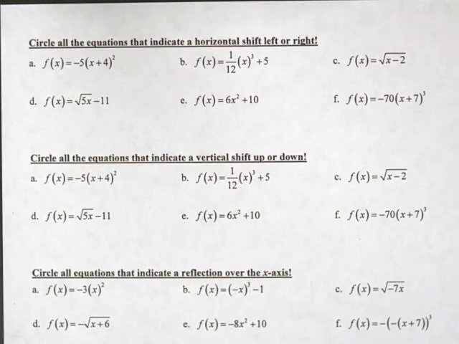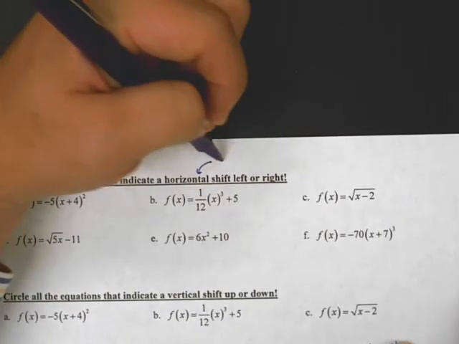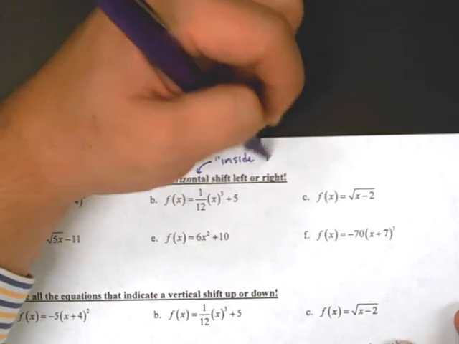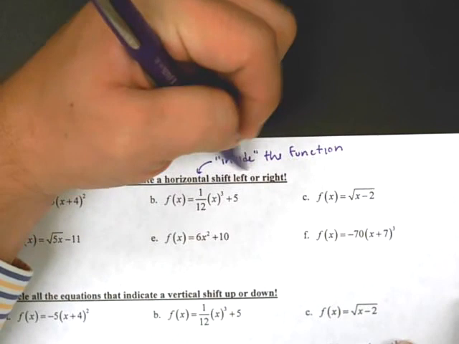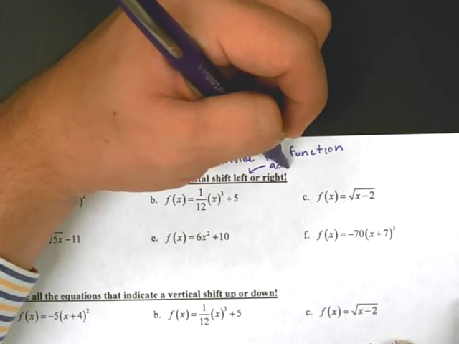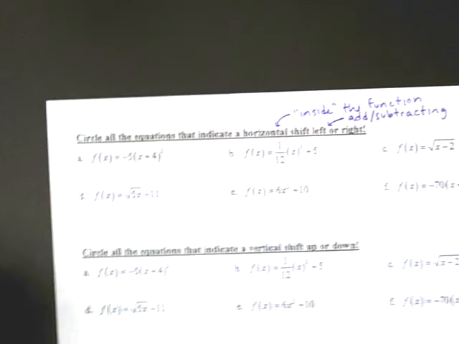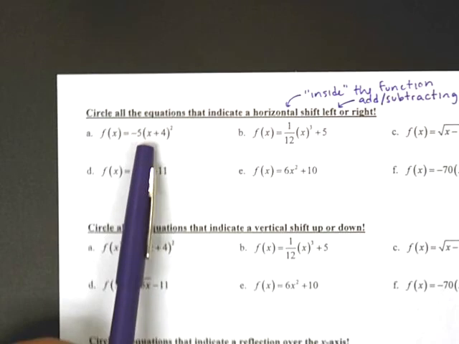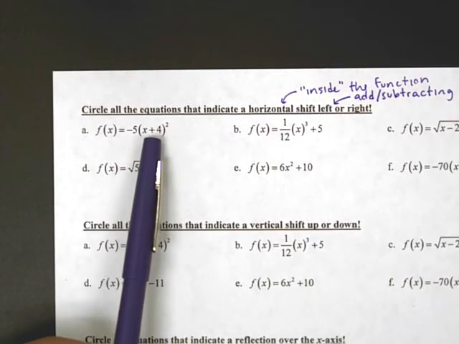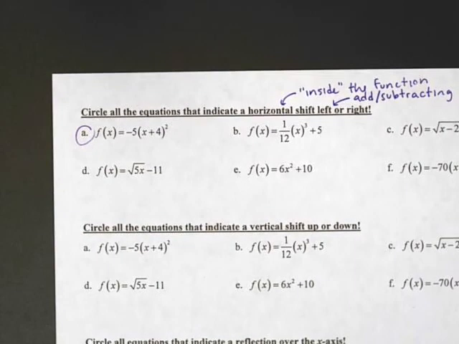Circle all the equations that indicate a horizontal shift left or right. So again, horizontal shift left or right has to be inside the function. And because it's a shift left or right, it's adding or subtracting. So we basically look: are we adding or subtracting anything inside our function here? Absolutely, right? This is a square function and we're adding 4 inside the function. So this is definitely a horizontal shift.